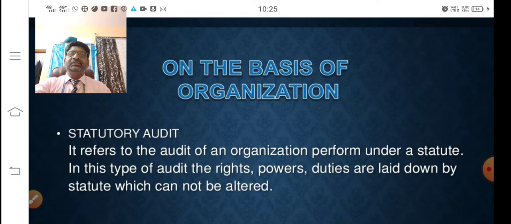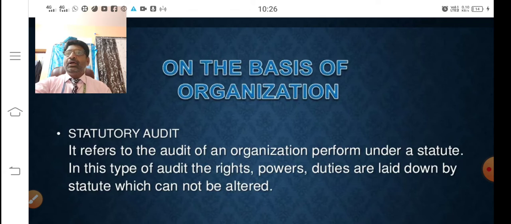companies governed by the Companies Act, banking companies governed by the Banking Regulation Act, insurance companies governed by the Insurance Act, electricity supply companies governed by the Electricity Supply Act, cooperative societies registered under the Cooperative Societies Act. Like that, this audit is done in banking, insurance, electricity, cooperatives and public and charitable trusts. It is done compulsorily under these acts.